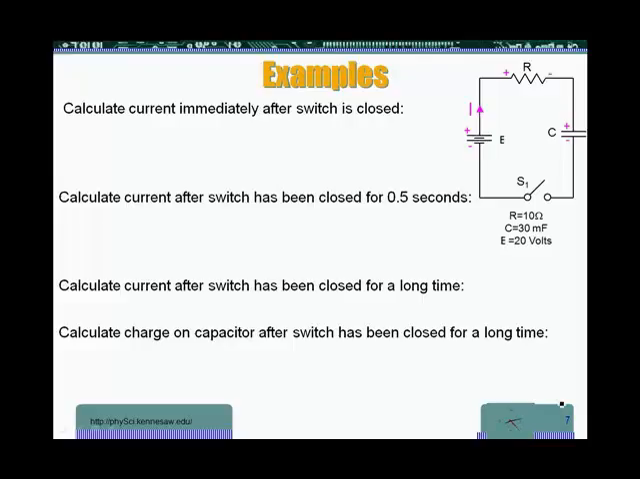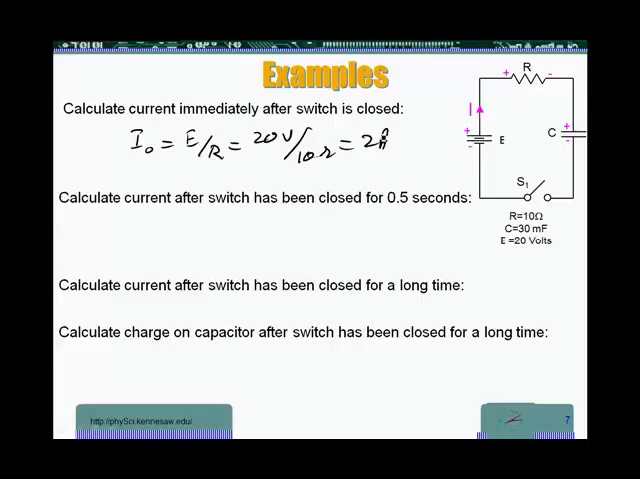Okay, let's work this example here. It's asking us for the current immediately after the switch is closed. We have a battery, a resistor, and a capacitor in series. So the minute we close the switch, remember the capacitor acts like a short circuit then. So it's like it's not there. It's just replaced by a wire. So then my circuit is just E and R. And then the current, what we call I sub 0, is given by E over R. In this case, that's 20 volts over 10 ohms. That's 2 amps.